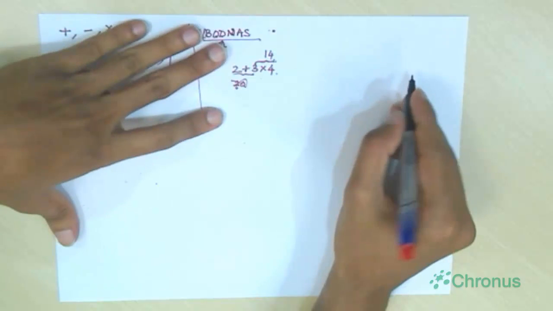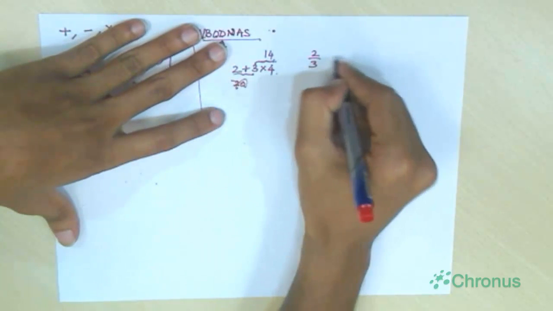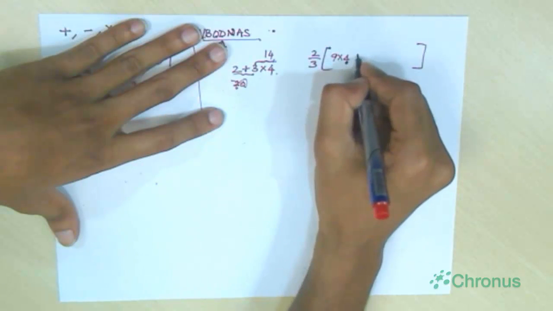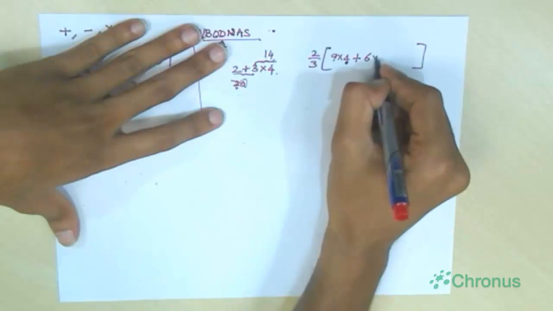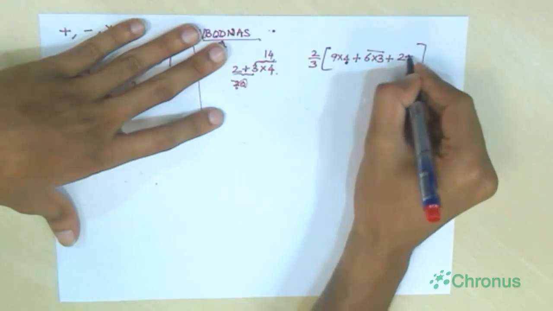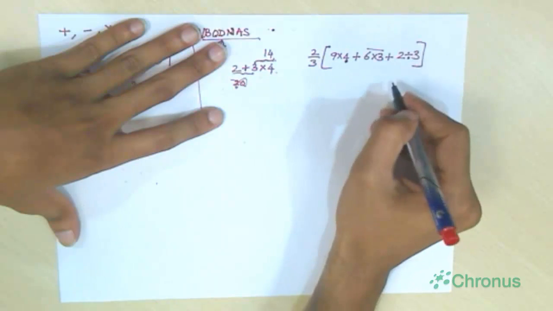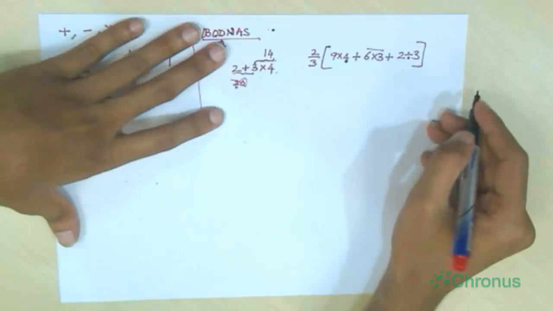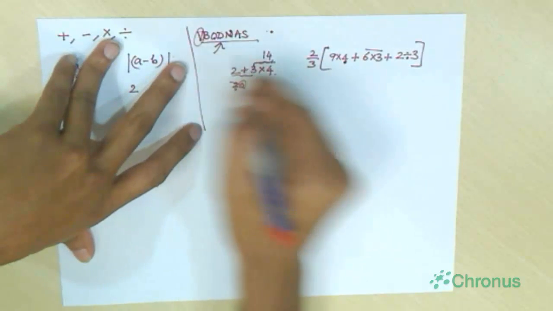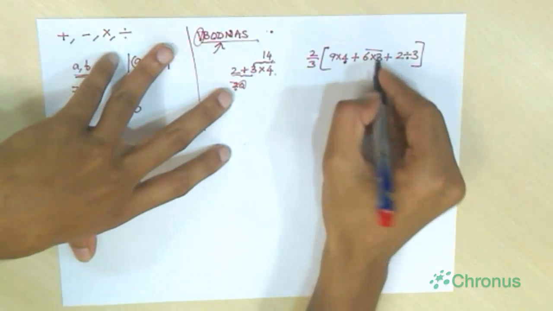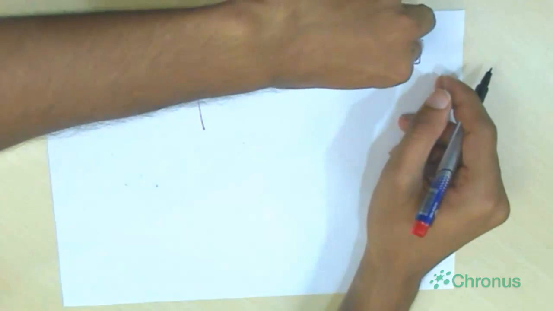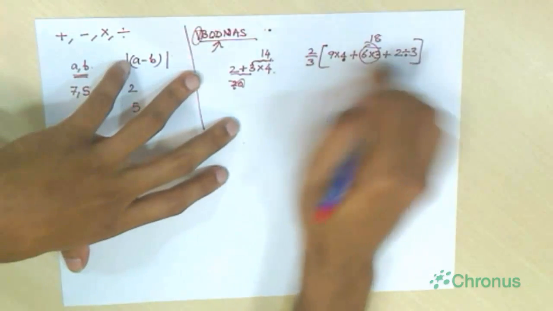And let us say we have an expression something like 2 by 3 of, say, 9 into 4 plus 6 into 3 bar plus 2 divided by 3. So suppose I have something like this. Then first I need to remove the vinculums, the bars, so this will be replaced with 8. And then we'll go with brackets. Brackets have to be removed. That means whatever is inside the bracket has to be done first. And actually this is of, not bracket.